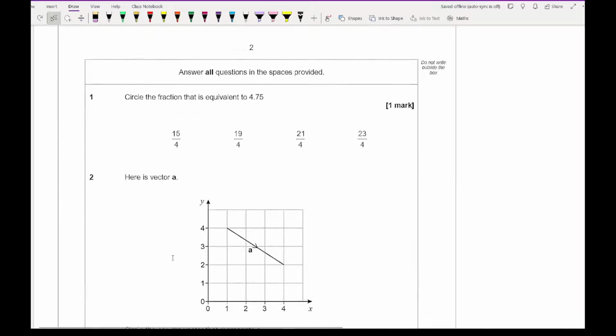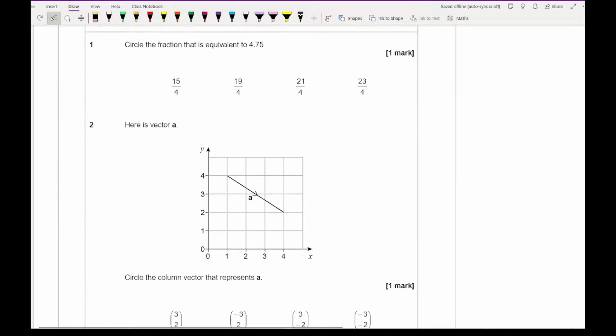So looking at question 1, it says circle the fraction that is equivalent to 4.75. Now 4.75 is 4 3/4, and then if we convert that into an improper fraction, we've got 4 times 4, which is 16, plus 3, which is 19, over 4. It's going to be our second option.